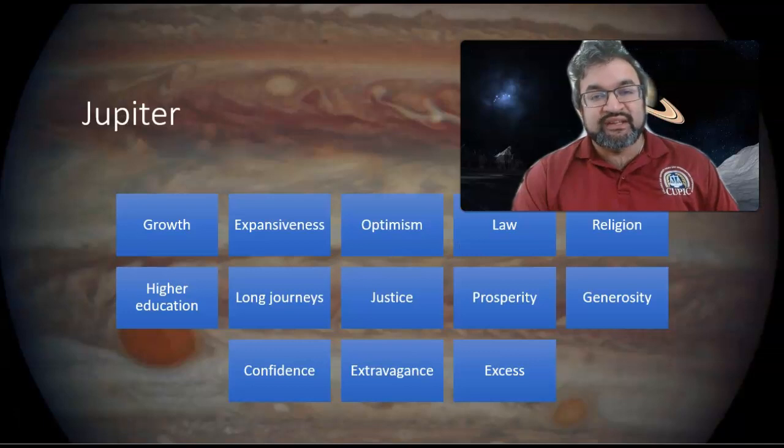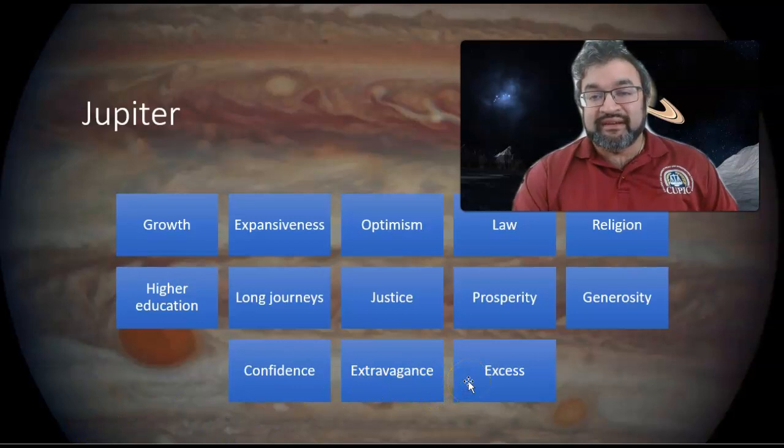The next one is Jupiter. Jupiter rules Sagittarius. If you think about some of the different aspects of Sagittarius, this would make sense. Jupiter is growth, expansiveness, optimism, law, religion, higher education, long journeys, justice, prosperity, generosity, confidence, extravagance, excess.